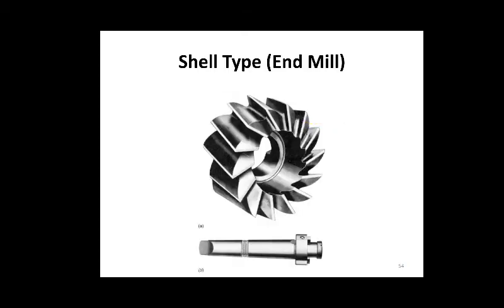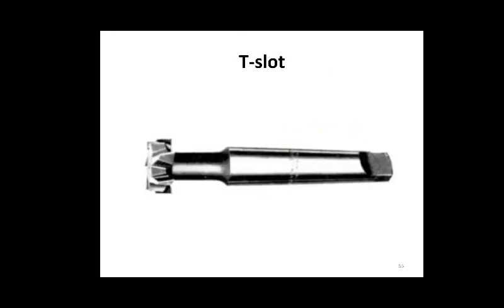Next is the shell type end mill. Shell end mills are made for cutters under 6 inch, and are solid multiple tooth cutters with teeth on face and periphery. It is held on a stub arbor. It may be threaded or use a key in the shank to drive the cutter. Next is the T-slot cutter. It is used to cut wide horizontal grooves at the bottom of a T-slot, after a narrow vertical groove is machined with an end mill or side milling cutter. That means after using the end mill cutter, these T-slots can be performed.